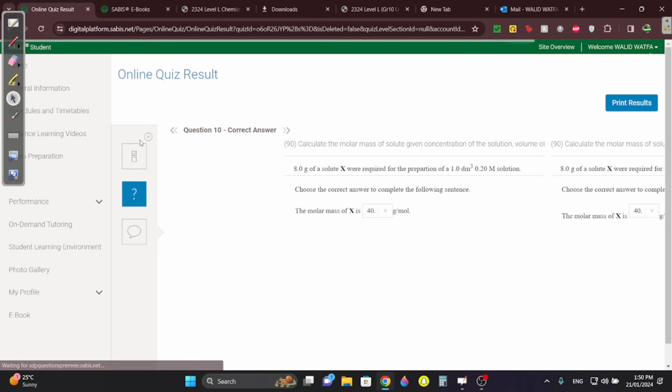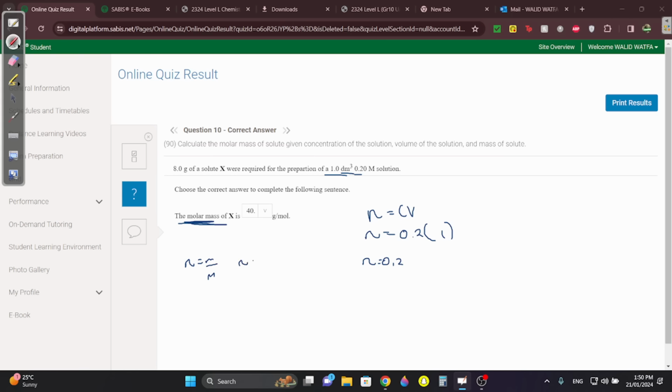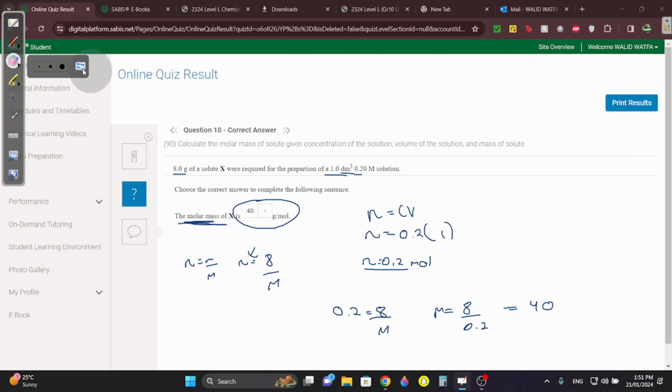Question 10. How many questions is this? 12. Okay. 8 grams of a solute X, this one comes all the time, were required for the preparation of 1 dm cube of 0.2 molar solution. They want the molar mass. If you want the molar mass, you're going to need the moles first, right? And how do we find the moles? N equals CV. The concentration is 0.2, and the volume is 1, it's in dm cube already. So N equals 0.2. Now to find the molar mass, N equals mass divided by molar mass. The mass is 8 grams, and the molar mass is capital M, we don't know what it is. We know the moles, which is 0.2. So 0.2 equals 8 over the molar mass. You switch them, 8 divided by 0.2, and you get 40, which is correct.